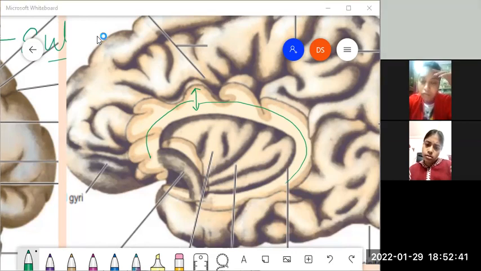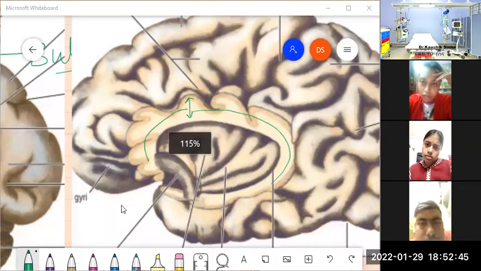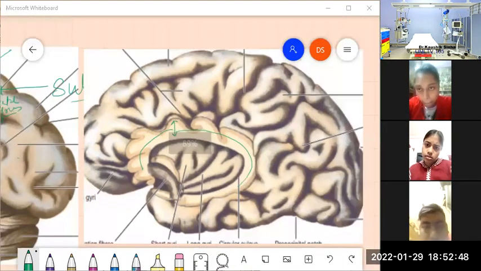How? I have removed... what did I remove? The entire temporal lobe.